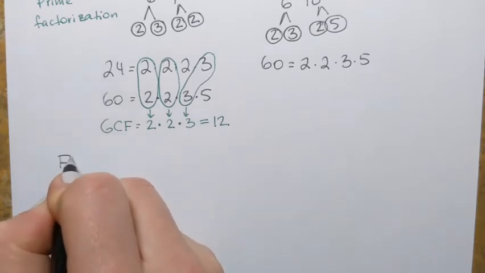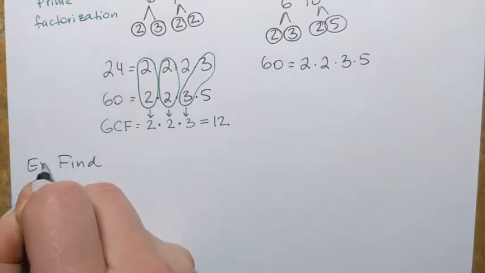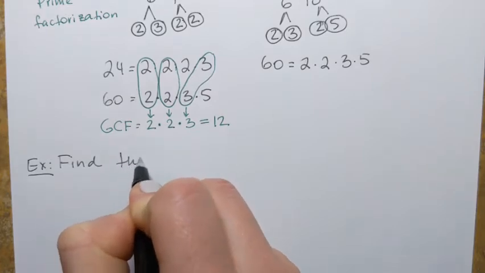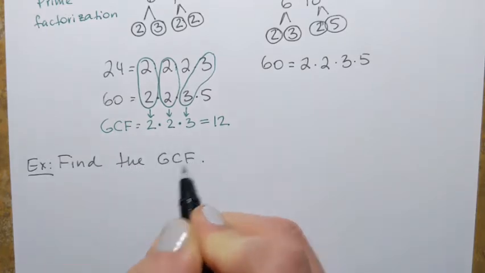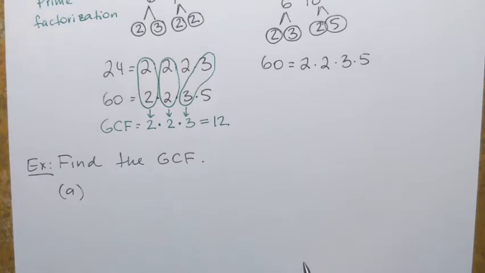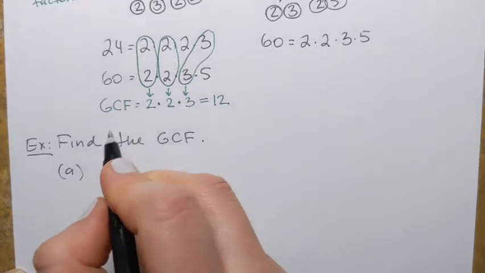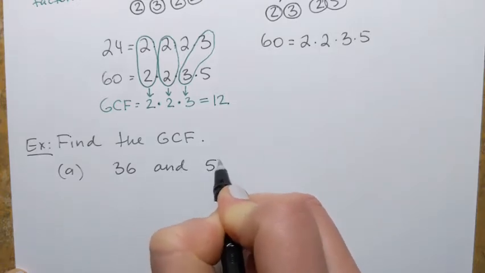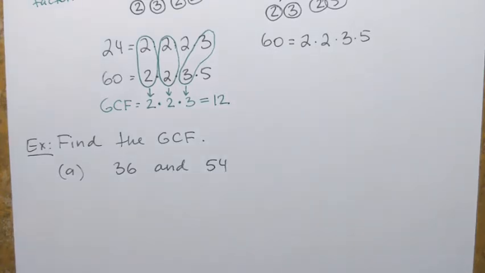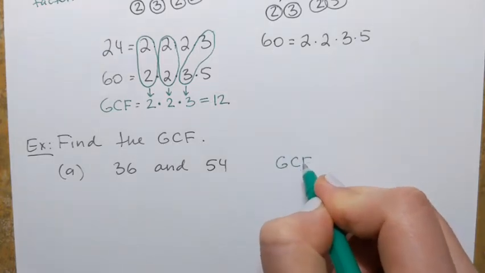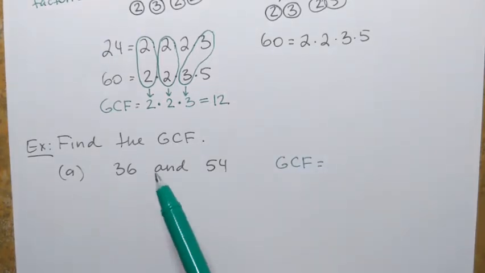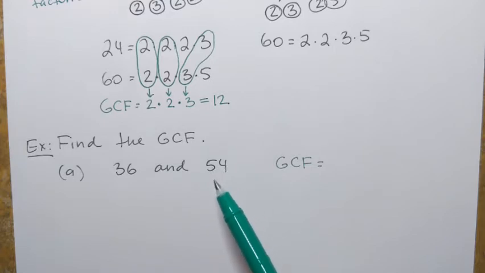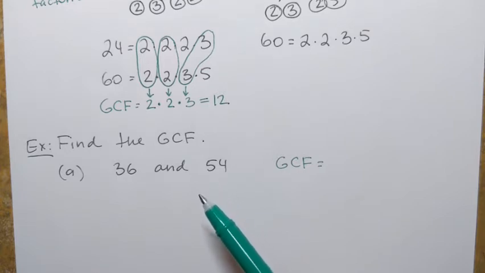So let's say, find the GCF. And we'll do A, B, and C. Okay, so A. Let's say we have 36 and 54. To find the GCF, one way is to think about the largest number that divides 36 and 54. And if you're good with numbers, if you're good with multiplication table or math facts, then you might be able to think of the right number.